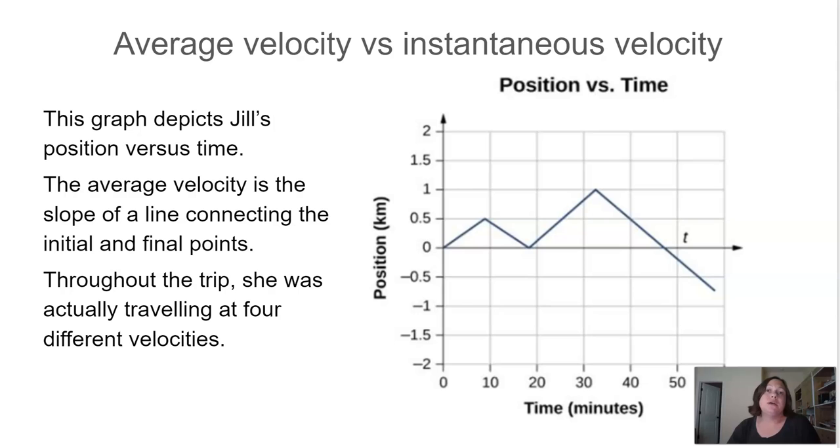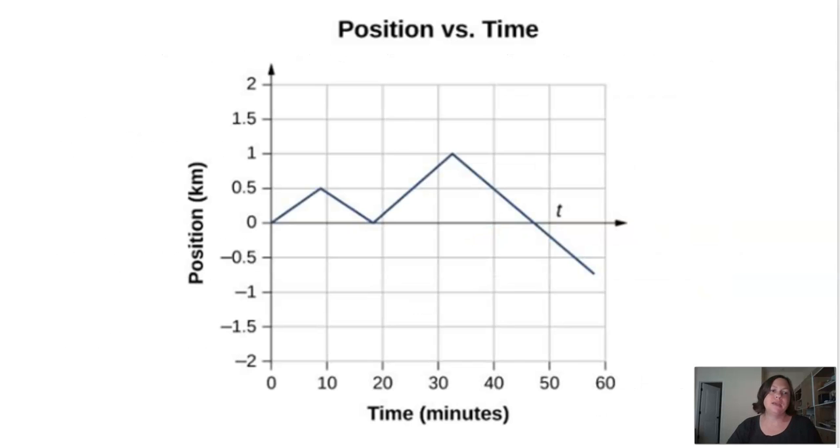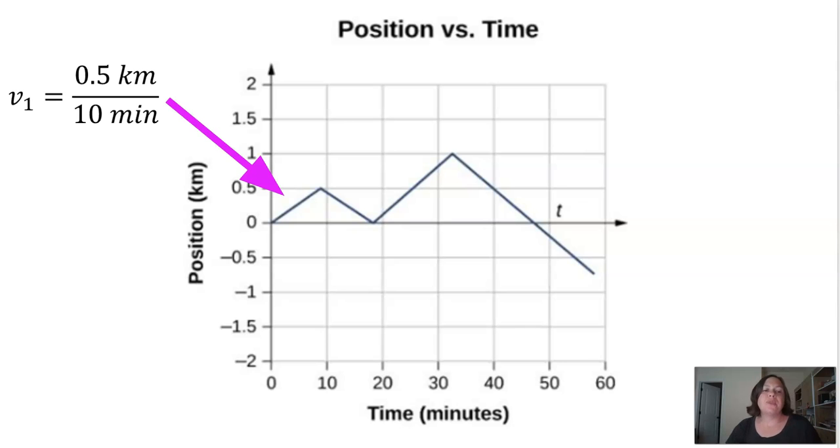In the last lesson, we also distinguished between average velocity and instantaneous velocity. Here, we see Jill's same trip, but it's graphed as position versus time. Now that we have information about the time it takes Jill to travel, we can determine the velocity she was traveling, or more accurately, velocities. So we're going to break down Jill's trip into 4 segments.